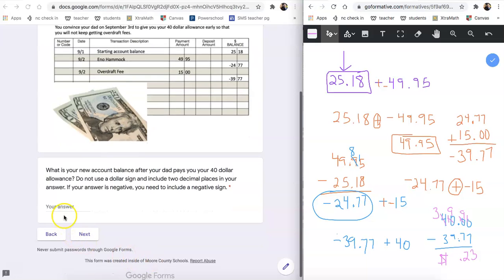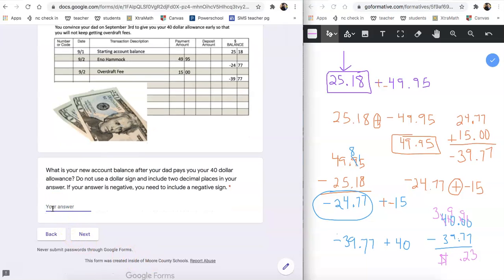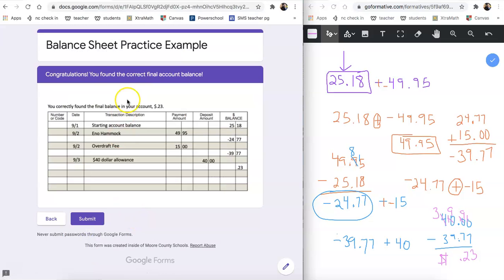So I come over here to fill this in, and I type in 23 cents. And it says, congratulations, you found the correct final account balance. So look, the $40 went in the deposit amount on September 3rd, and then I ended up with a final account balance of 23 cents, which is not much, but it's better than being negative. And then I'm finished. I found the final account balance, so I hit submit.